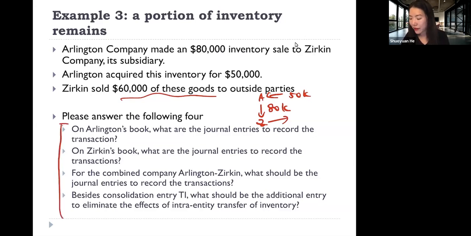Please take 15 minutes to work on those four examples, those four questions, and you can pause your video for now.